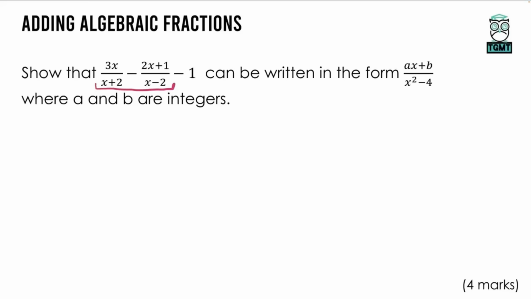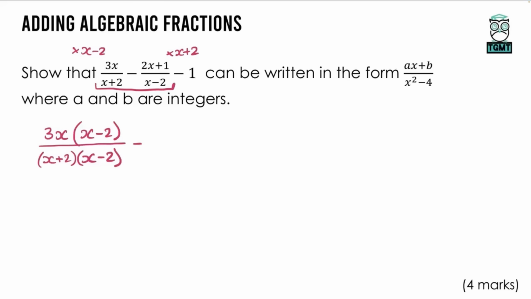Now we need a common denominator in order to subtract these. So that means we need to multiply this left fraction by x minus 2 and this right one by x plus 2, and that's on the top and the bottom. So if we write that out in long form, we have 3x multiplied by x minus 2 on my numerator, and that's now over x plus 2 and x minus 2. On the next fraction, we have 2x plus 1 multiplied by the x plus 2, and that's all over the same denominator, x plus 2 and x minus 2.